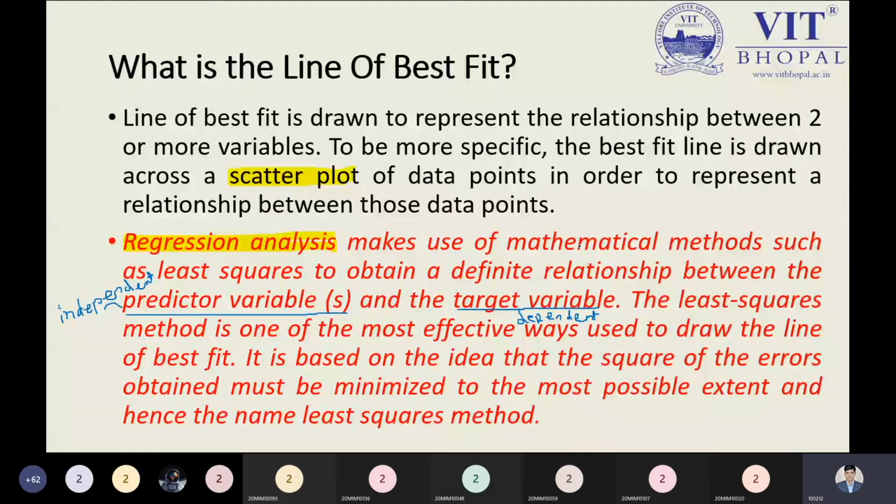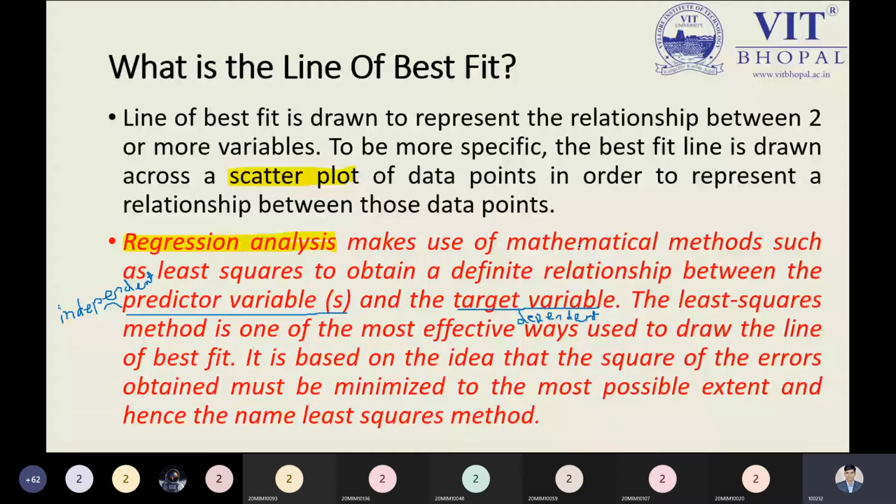But a student can ask the question, so what is regression analysis? Regression analysis makes use of mathematical methods such as least squares to obtain a definite relationship between the predictor variables, meaning the independent variables, and the target variable, meaning the dependent variable.